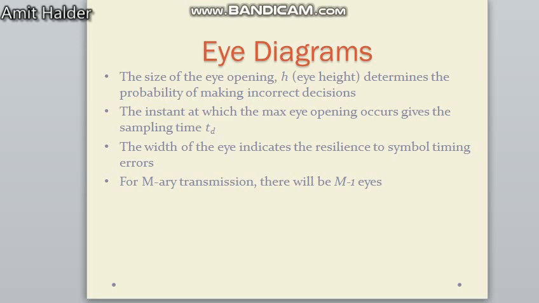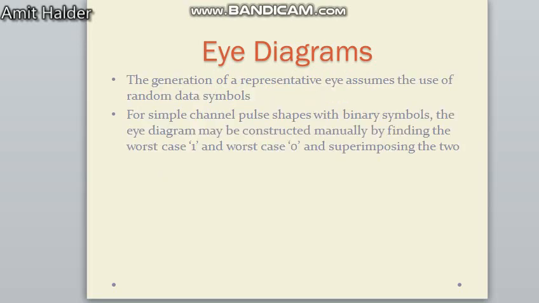For M-ary transmission there will be M minus 1 eyes, so for binary, just one eye. It depends on how many levels the transmission has. For two levels, one eye diagram will be created. The generation of a representative eye assumes the use of random data symbols, so we can take random data signals and analyze them. For simple channel pulse shapes with binary symbols, the eye diagram may be constructed manually by finding the worst case 1 and worst case 0, superimposing the two.